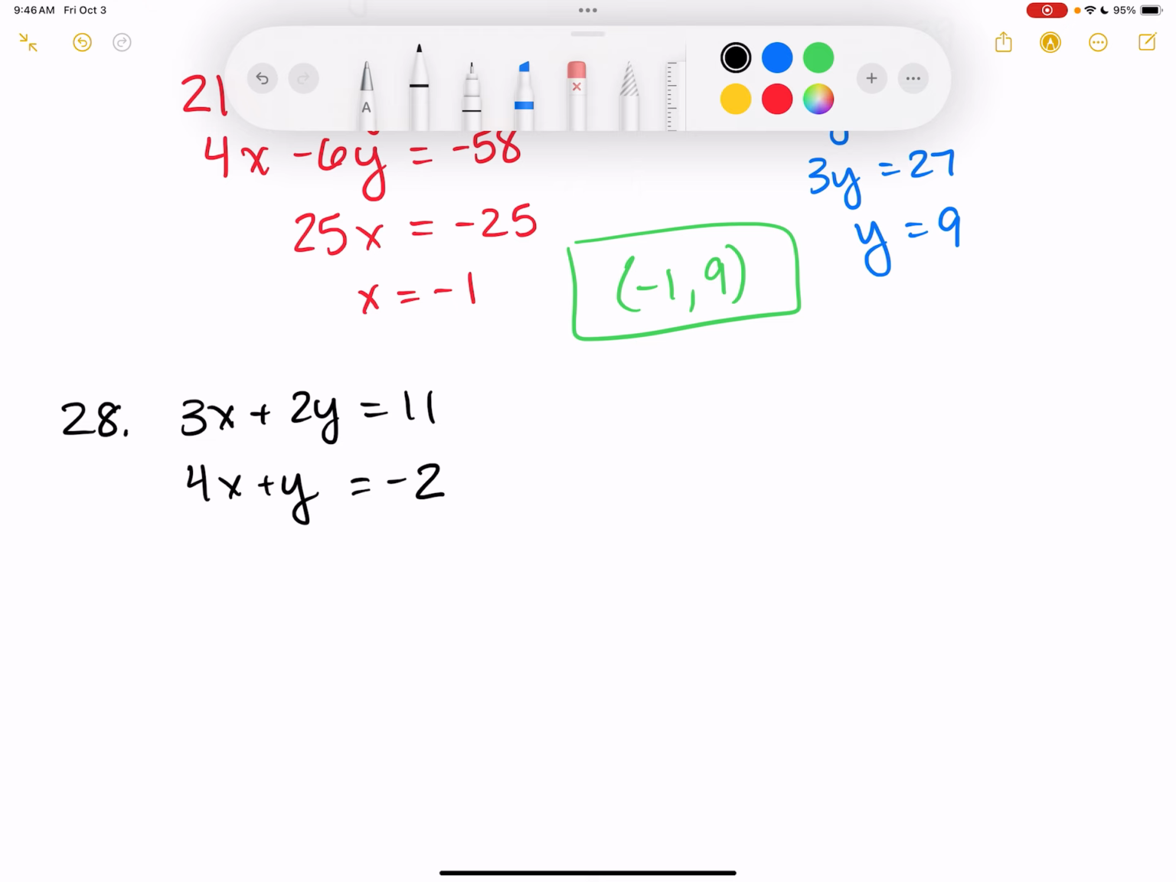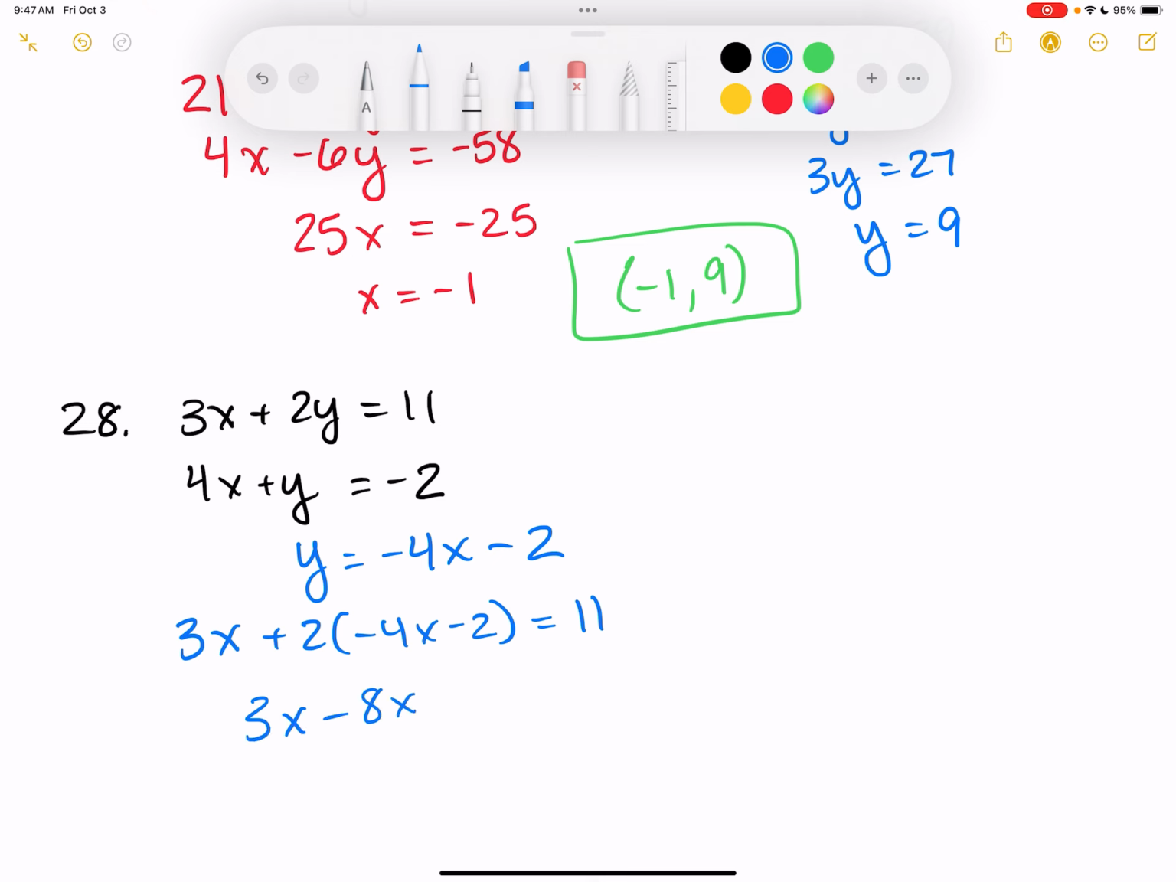First method. Okay, so what am I getting by itself then? We're finding y by itself first. Yep, so y equals negative 4x minus 2. Take that, plug it in for y in the top equation. 3x plus 2 times negative 4x minus 2 equals 11. So 3x minus 8x minus 4 equals 11. Negative 5x equals 15. So x equals negative 3.